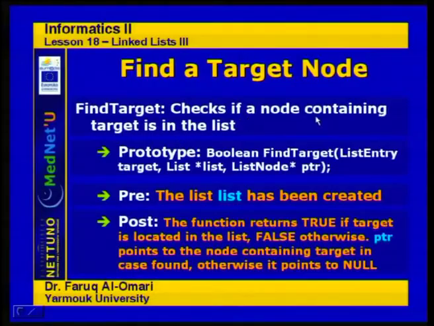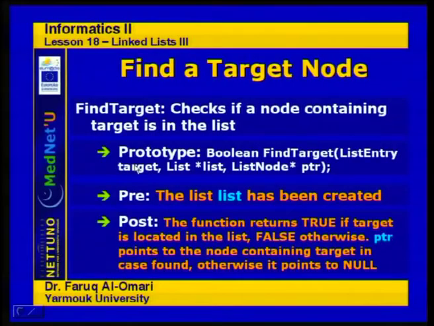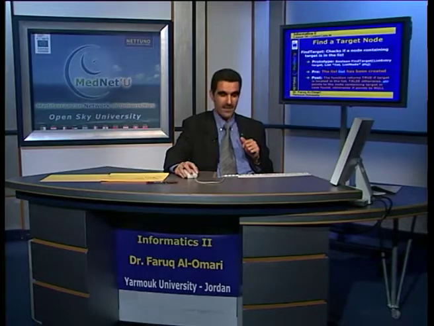Okay, let's see. Target checks if a node containing target is in the list. The prototype for that is just a Boolean, which is going to tell me yes, found, or not found. And in case it's found, I would like to return a pointer to it. So PTR here is going to point to the record of target. I'm looking for target, the name Antonio, let's say, in this list. And once found, and when you say yes in here, I would like PTR, this pointer, to point to that record.